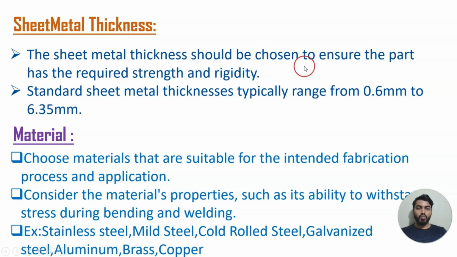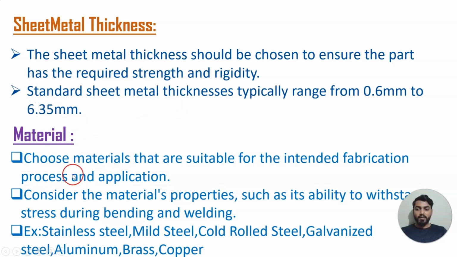So sheet metal thickness should be chosen to ensure the part has the required strength and rigidity. So according to our requirement, what strength we require and what rigidity we require, according to that we need to select the sheet metal thickness. So usually standard sheet metal thickness typically ranges from 0.6 mm to 6.35 mm. So whatever part we are going to generate by using sheet metal design, that thickness should be between 0.6 mm to 6.35 mm. If that is the thickness we are having, then it can be done by using sheet metal fabrication.